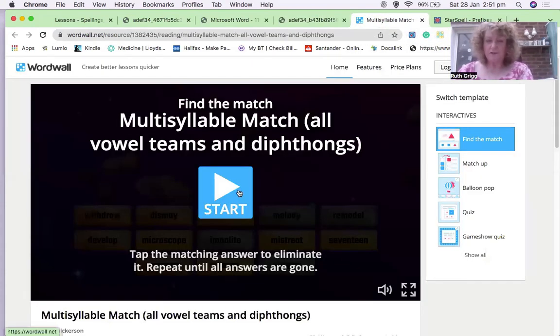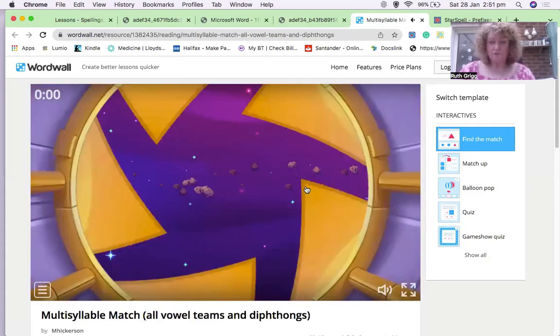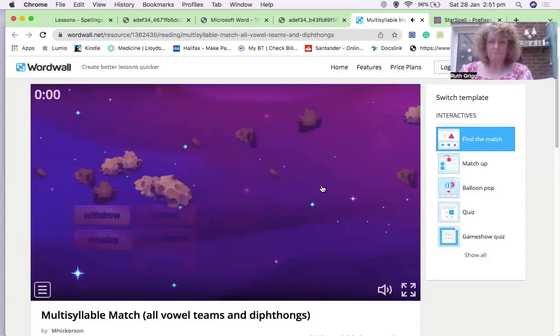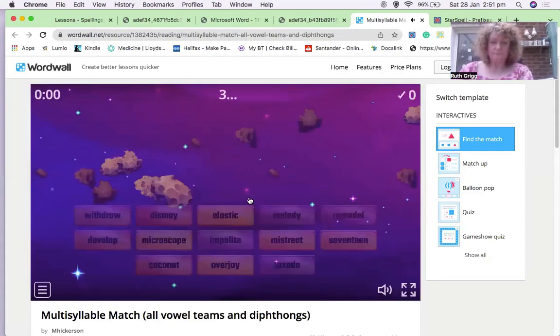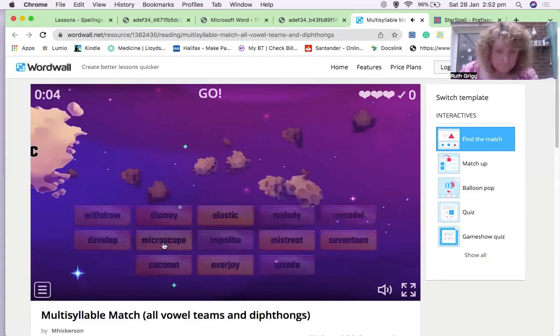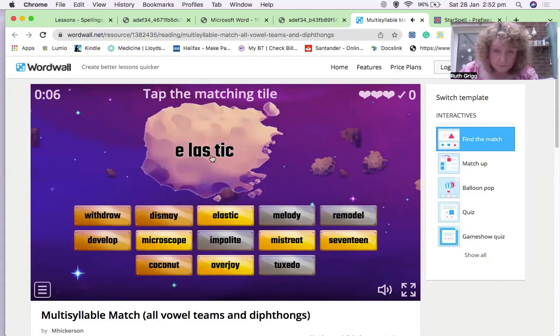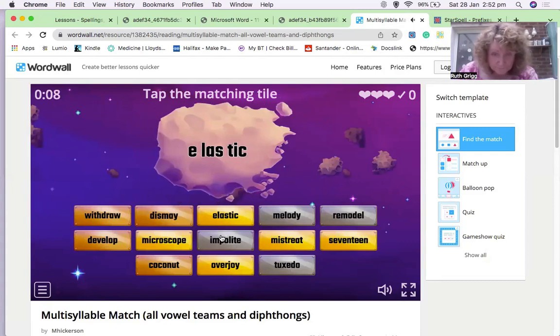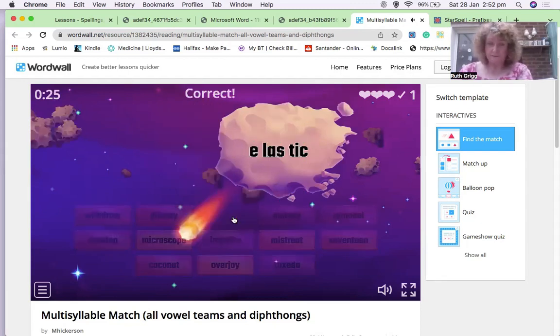This is where you click on the online game. I'll just demonstrate a bit about this one. Tap the matching tile, elastic. Can you find it? I can't find it. Elastic. Is it here? Ah, here it is. Didn't see it, see? Right in front of me, didn't see it.